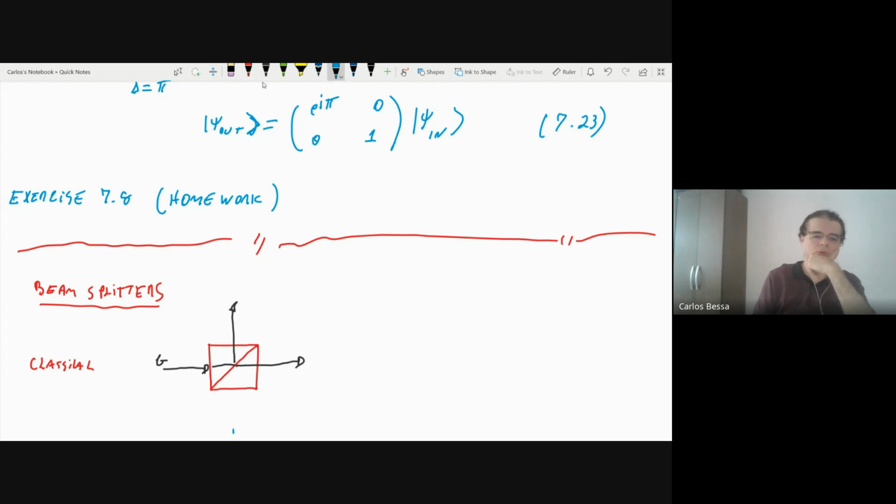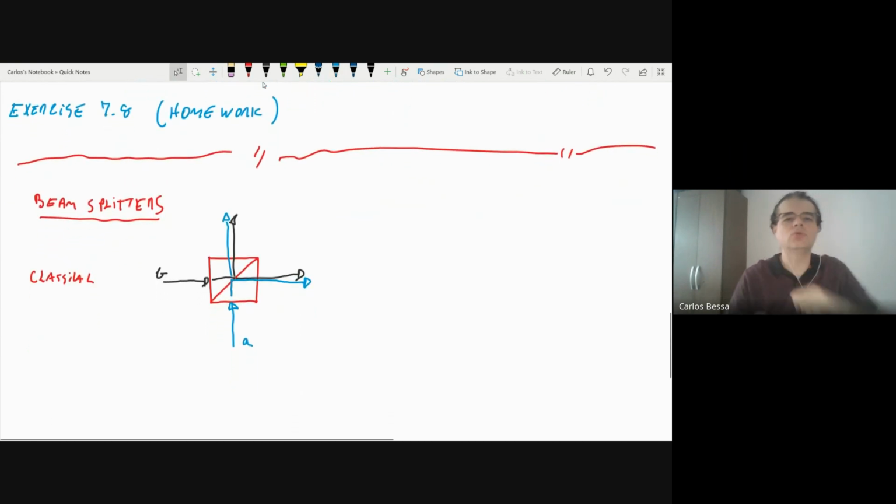And the incoming photon could also come from the mode A, and it could be transmitted the same way, or it could be reflected. Again, 50% if it's a 50-50 beam splitter. So this is the classical description. We are interested in the quantum properties.